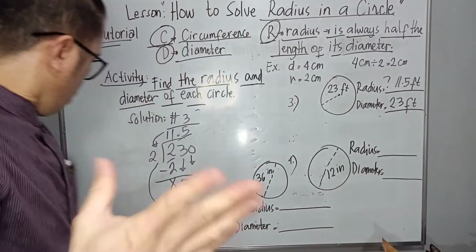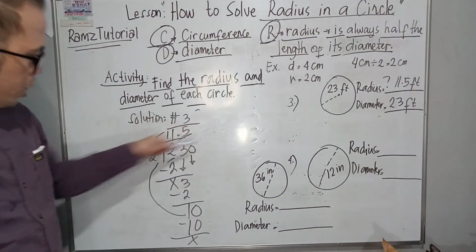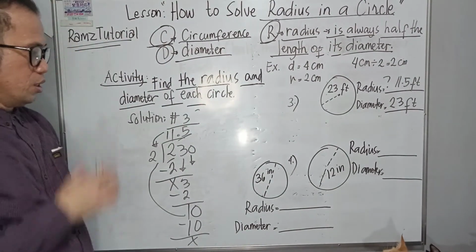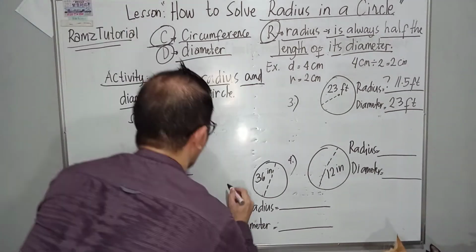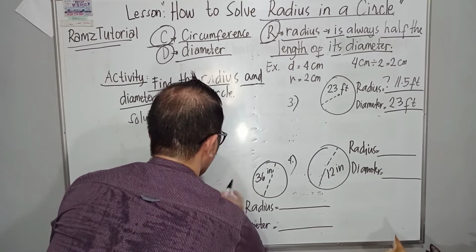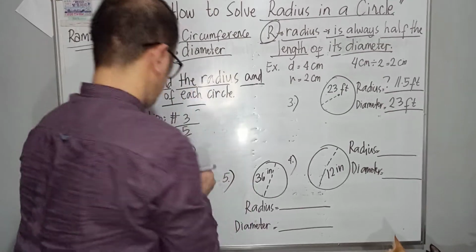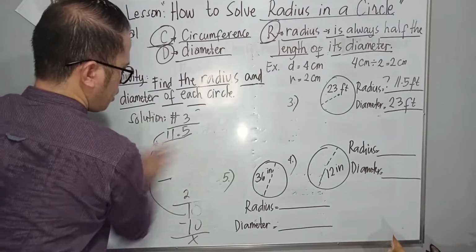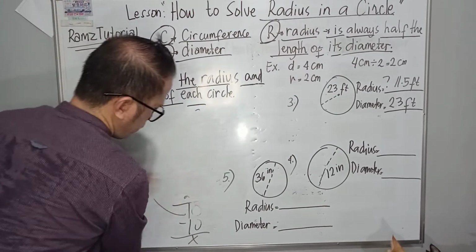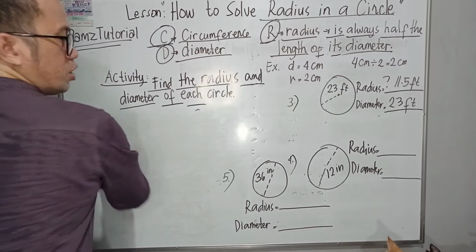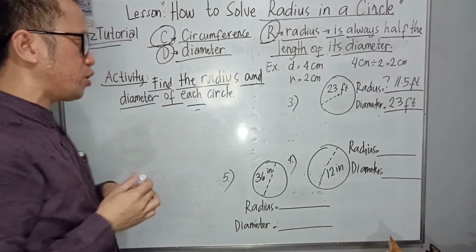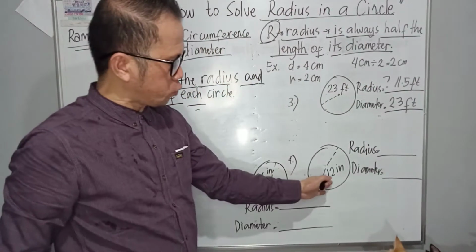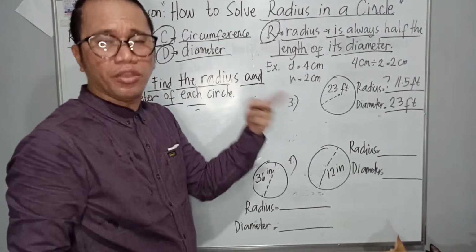Okay, it's quite clear, class. The solution for number 3 shows our answer for number 3. Now we are going to proceed to number 4. So I'm going to erase here first. I know you can follow me. Please keep on watching our tutorial because this is very important. Remember, my dear students. Number 4, we have 12 inches, the diameter. Then we're going to find out the radius, class.